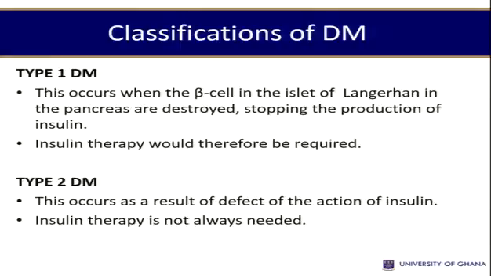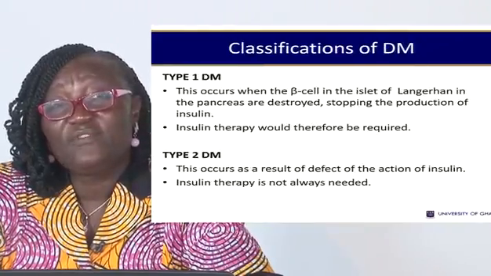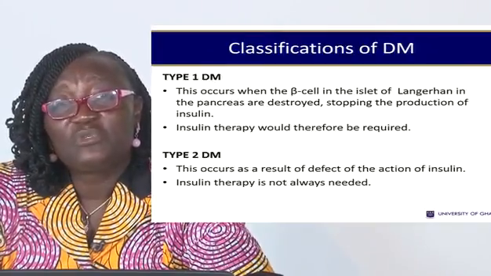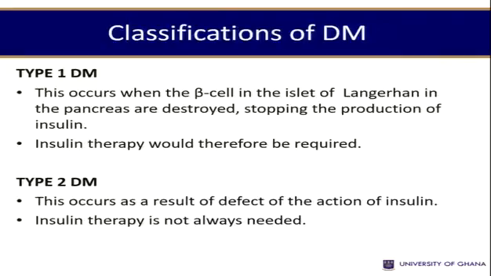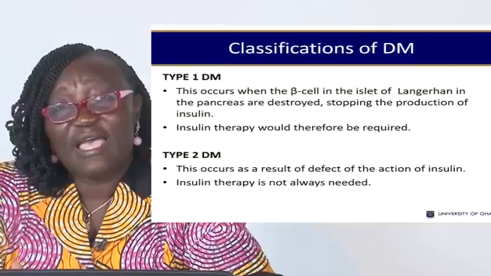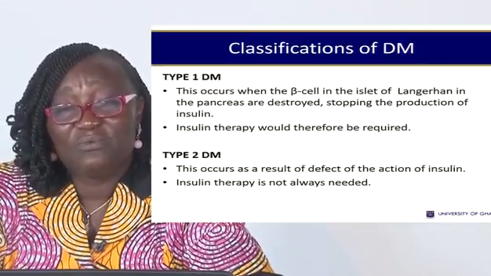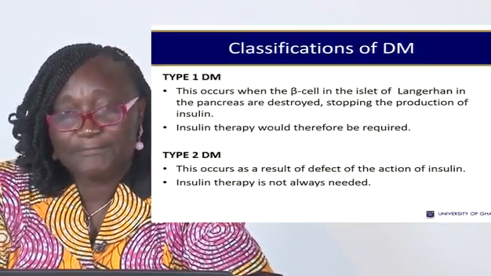Type 1 diabetes occurs when the beta cells in the islets of Langerhans in the pancreas are destroyed, stopping the production of insulin. So because the production of insulin is affected, there is a need for insulin therapy. Type 2 diabetes occurs as a result of defects in the action of insulin. There is no problem with the production of the insulin, so insulin therapy is not always needed, because the beta cells in the islets of Langerhans are adequate and able to produce enough insulin.